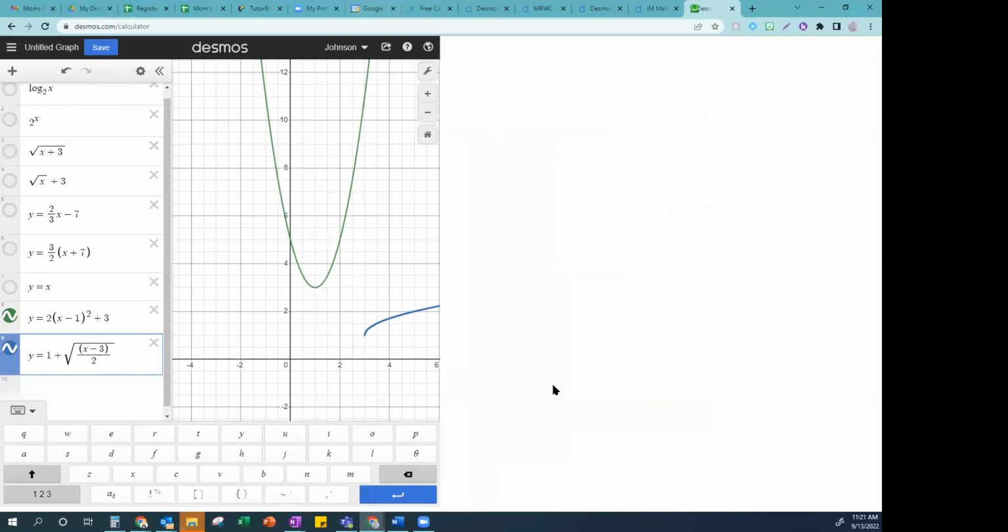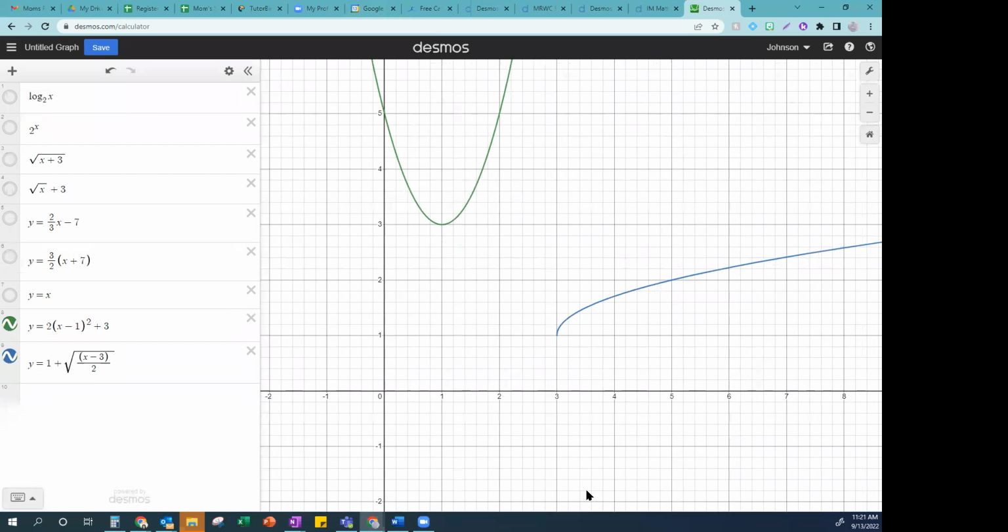Hopefully someone noticed, like, oh my gosh, Ms. Johnson, I see something. I see what you see. I understand. Does everybody see it? What do you notice?